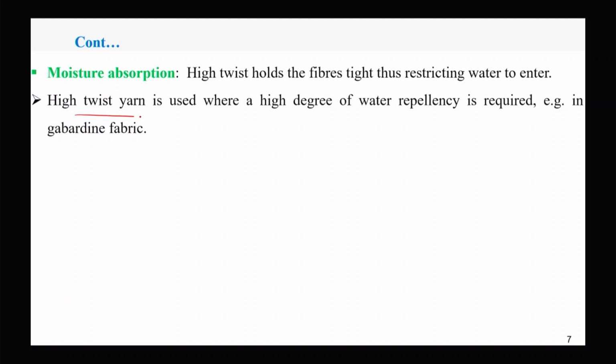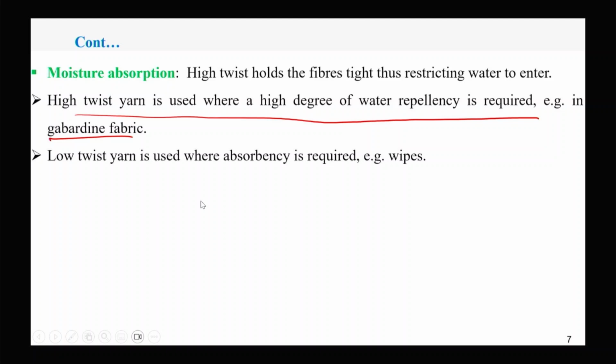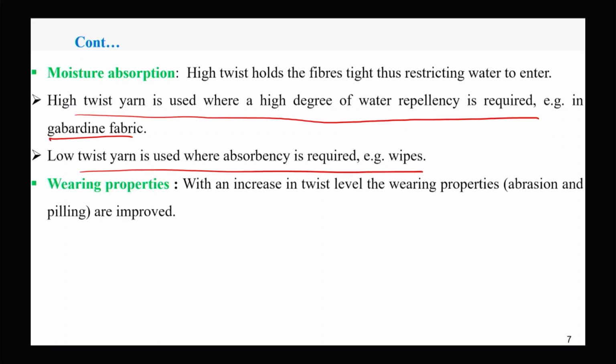So high twist yarn is used where a high degree of water repellency is required, like gabardine fabric. We also use high twisted yarn in umbrella cloth. Cotton umbrella cloth is also important, where we use high twisted yarn. In wipes, as I have discussed, we can use the low twisted yarn.